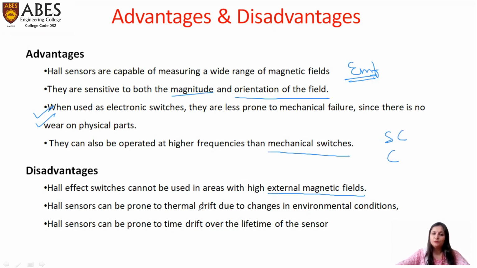Second, the Hall sensors can be prone to thermal drift due to changes in the environmental conditions. If there is a strong environmental change, then we have a thermal drift, because of which the charge carriers can move. And as we know that it is dependent upon the mobility of the charge carriers, so definitely there may be a problem. The third disadvantage that we need to consider is that all sensors can be prone to time drift over the lifetime of the sensor. Of course, because this is a conducting material whose conductivity will decrease with time. So it has a time drift if we talk about the overall lifetime of the sensor.